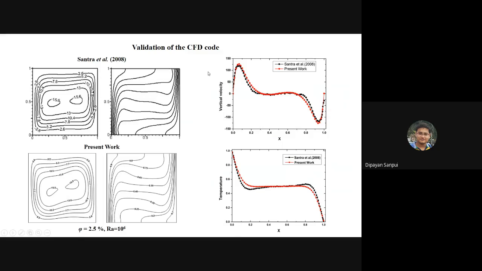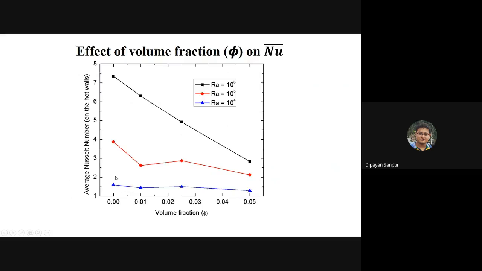And this was a validation of the CFD code. You can see the contours are almost matching, with lesser deviation from the data. You can see over here, and these were taken at 2.5% concentration of nanofluid, and at a Rayleigh number of 10 to the power 6. So now coming to the result portion.